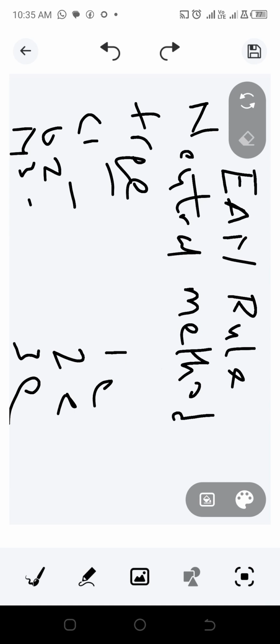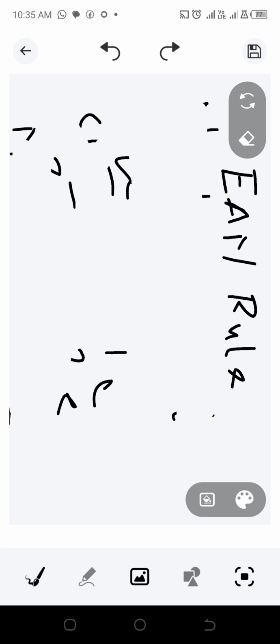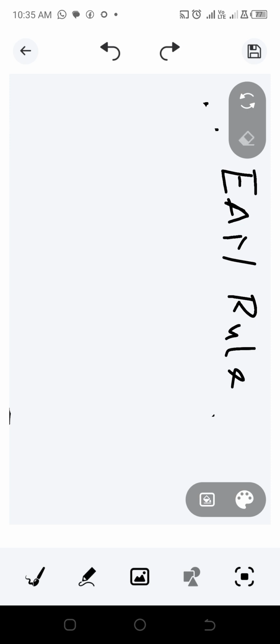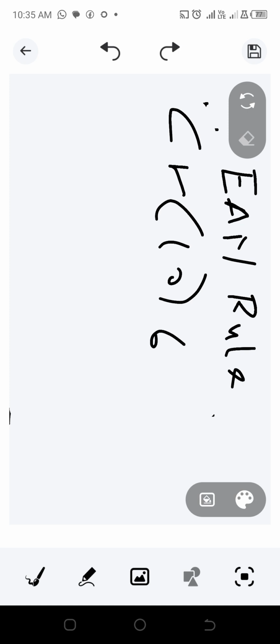Now we consider a few examples in this lesson. The first one we have here is Cr(CO)6, hexacarbonyl chromium. The only ligand in this compound is the neutral CO, so the electron count by this method is identical to our oxidation state method.